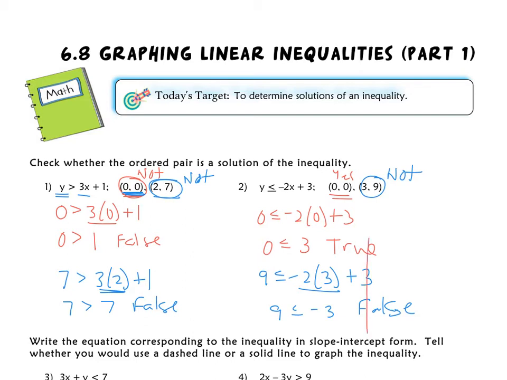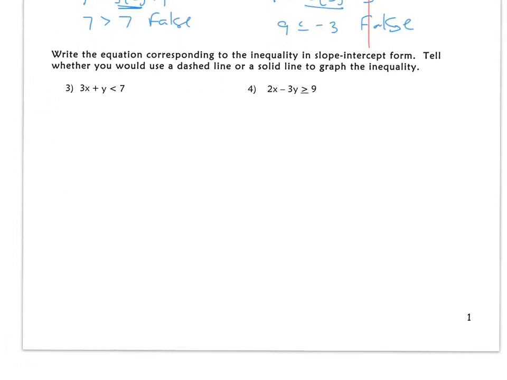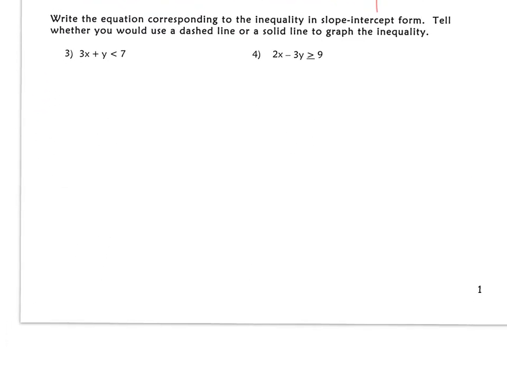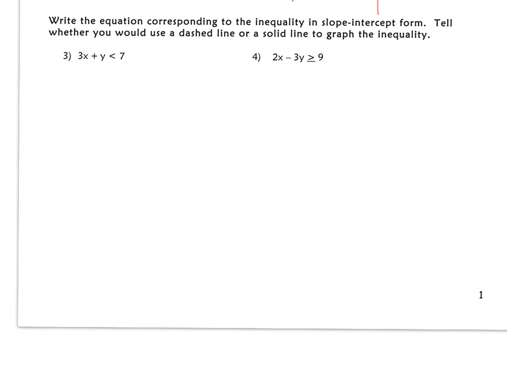Alright, so looking ahead here, the second part is to be able to write the equation into slope-intercept form, and then tell whether or not it would require a dashed or a solid line. So, simple rule of thumb. Anytime that you have a less than or a greater than symbol, you're going to use a dashed line for graphing. Anytime that you have a less than or equal to or greater than or equal to, you're going to use a solid line.